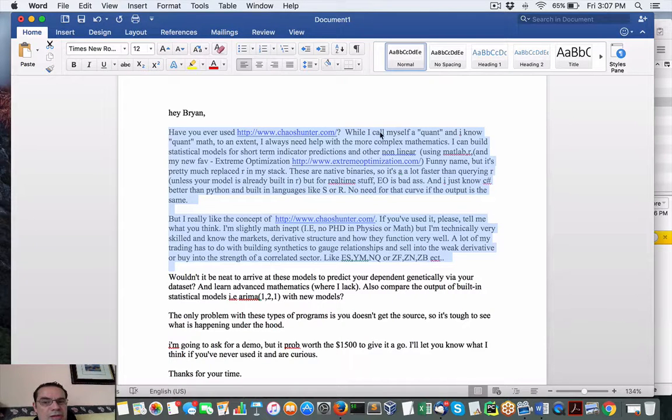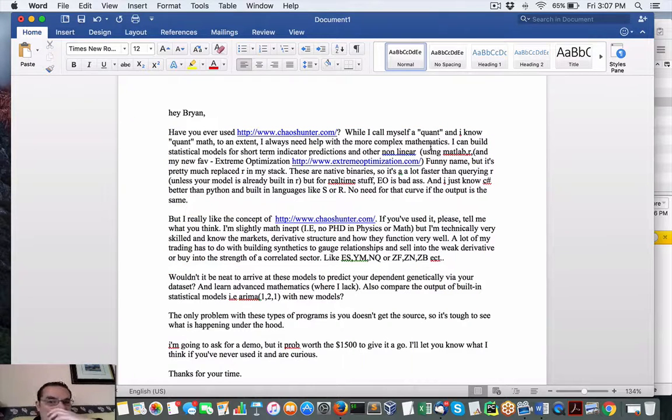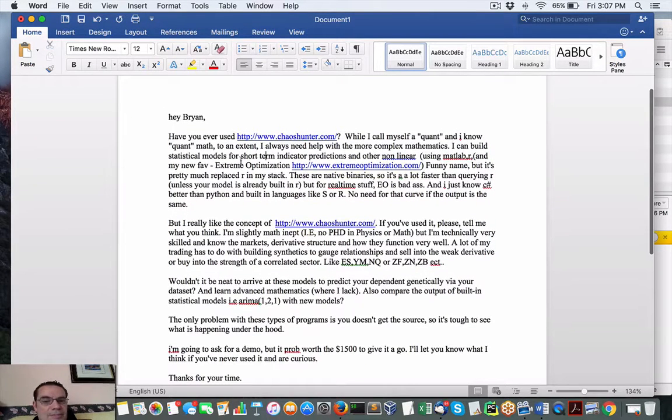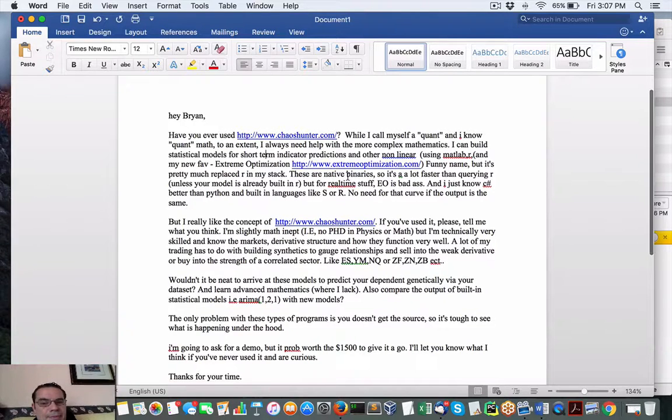Have you ever used Chaos Hunter? Well, I'm not a quant myself. I know quant math to an extent and need help with more complex mathematics, to build statistical models for short-term indicator predictions and other nonlinear work using MATLAB, R, and my new fave, Extreme Optimization. Funny name, but it's pretty much replaced R in my stack. They're native binaries, so it's a lot faster than querying R unless your model is already built in R, but for real-time stuff, EO is badass, and I just know C# better than Python, and built-in languages like S or R.